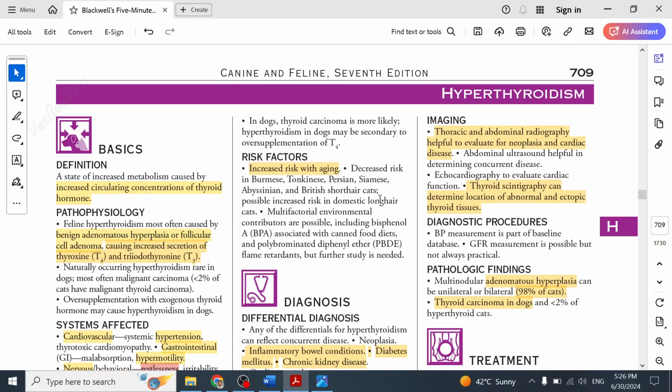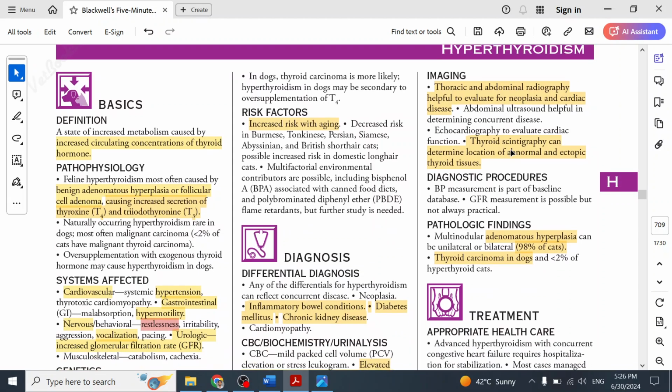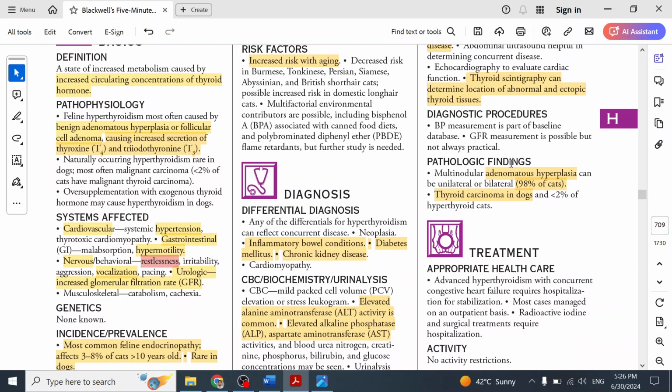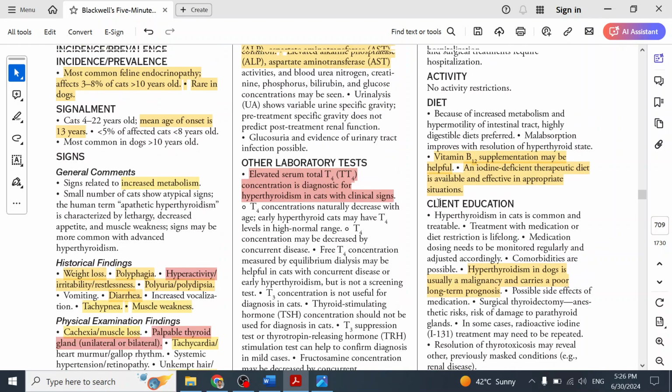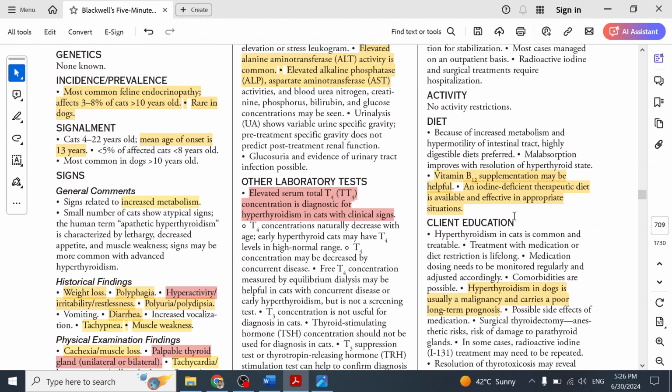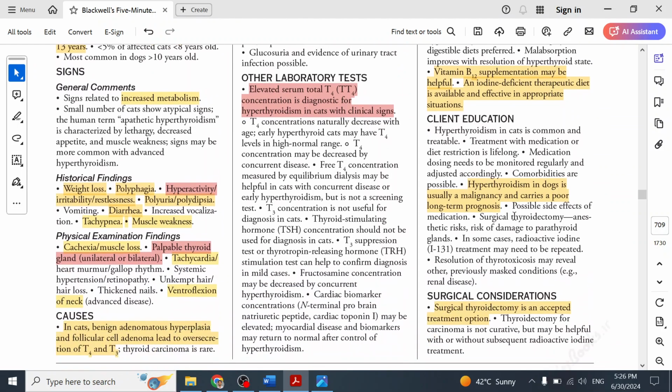Next, about imaging, you see thoracic and abdominal radiographs to evaluate any neoplasia or cardiac disease. Then thyroid scintigraphy can determine the location of the adenoma on the thyroid gland. Then pathological findings: adenomatous hyperplasia in 90% of cats, and carcinoma in dogs. Then about diet, vitamin B supplement may be helpful. An iodine deficient therapeutic diet is also available for this treatment.